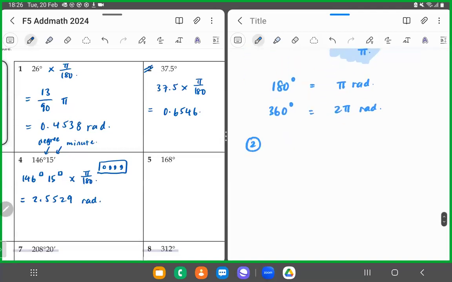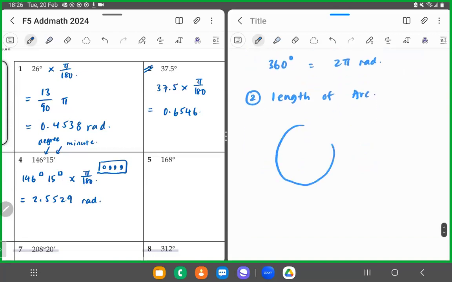Second part, we are going to find the length of arc. Length of arc is part of the circumference, right? If you still remember in Form 3, if you want to find the length of arc here, let's say this one is 60 degree, and the radius here is 5 cm. Let's say I have points A and B, and I want to find the length of AB.